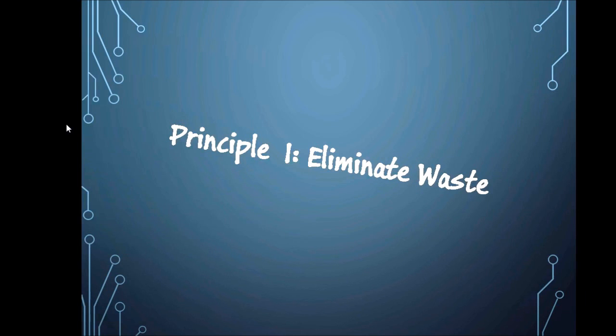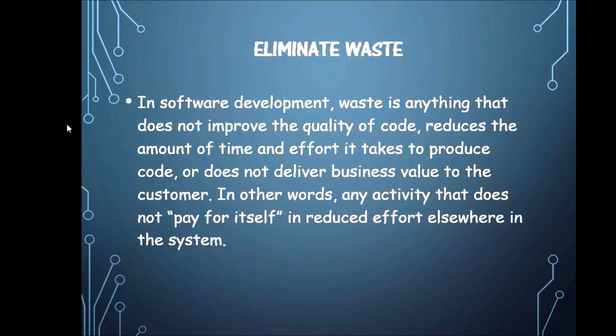Principle 1, eliminate waste. In software development, waste is anything that does not improve the quality of code, reduce the amount of time and effort it takes to produce code, or deliver business value to the customer. In other words, any activity that does not pay for itself is reduced effort elsewhere in the system.